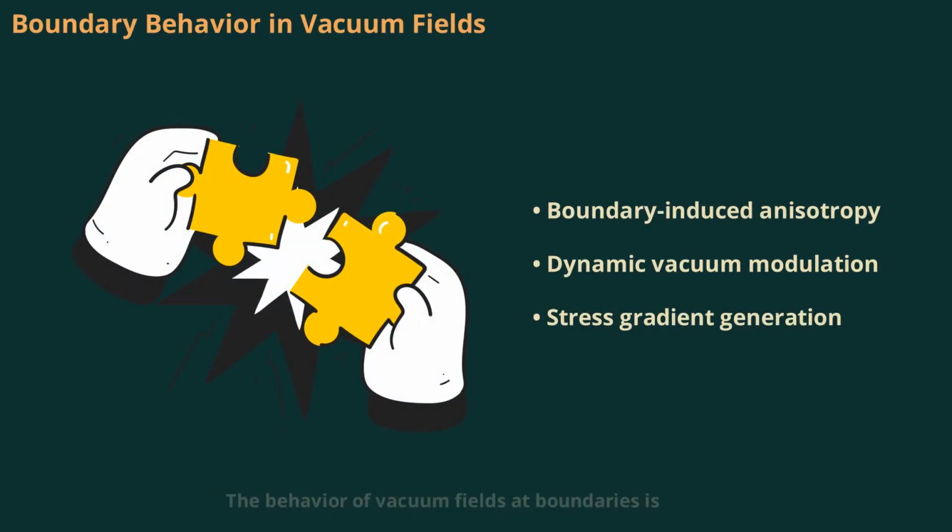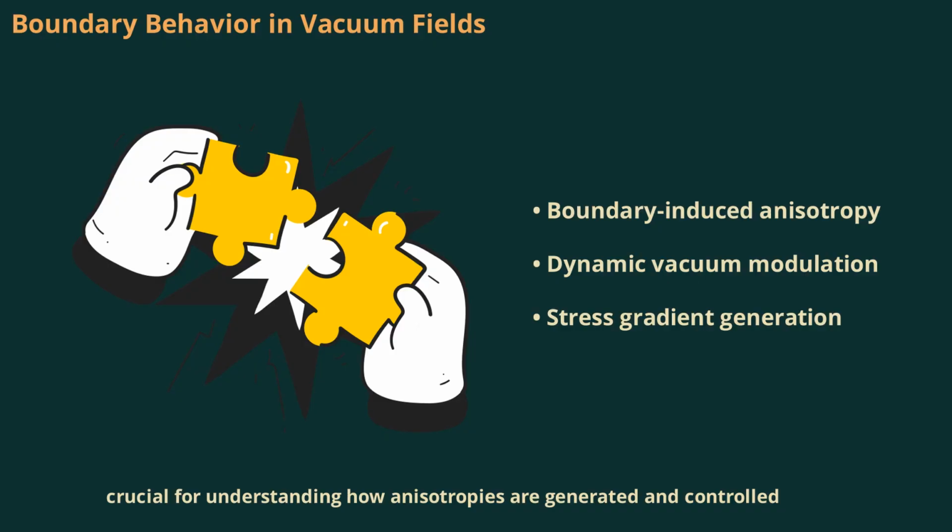The behavior of vacuum fields at boundaries is crucial for understanding how anisotropies are generated and controlled. By applying temporal modulation operators at these boundaries, the system can induce dynamic changes in the vacuum, leading to the creation of propulsion-relevant stress gradients. This boundary-focused approach is a key innovation of AEON STRATUM PRIME.